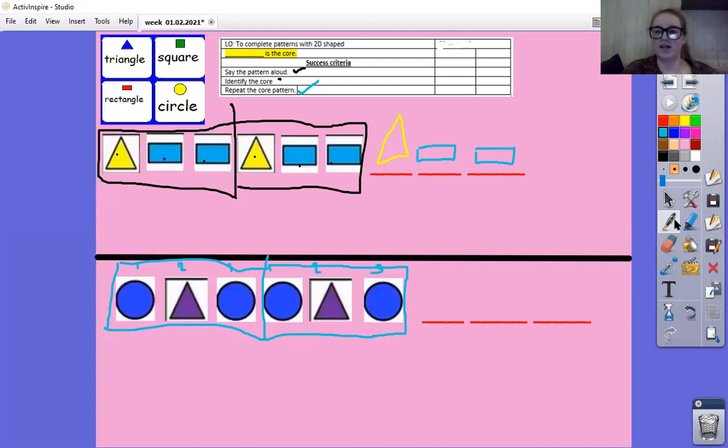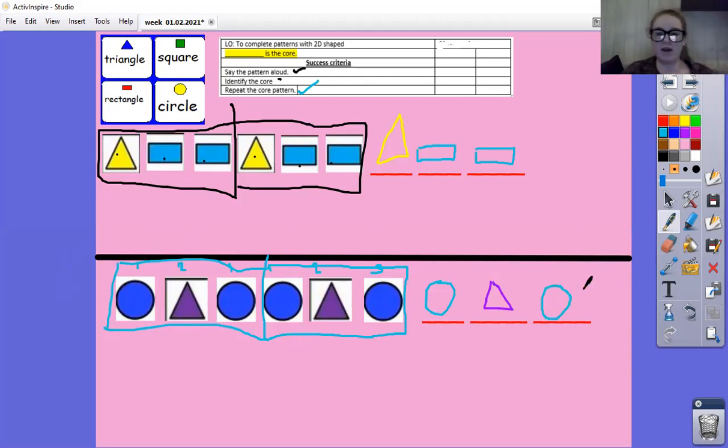Fantastic. Okay, let's have a look at it together. So we want to complete the pattern. Let's have a look at the start of our core to fill in this missing section. The start of our core is a blue circle, so I'm going to put a blue circle in here. What comes after my blue circle? After my blue circle, there is a purple triangle. So my next section is a purple triangle. And what comes after my purple triangle? It is another blue circle.